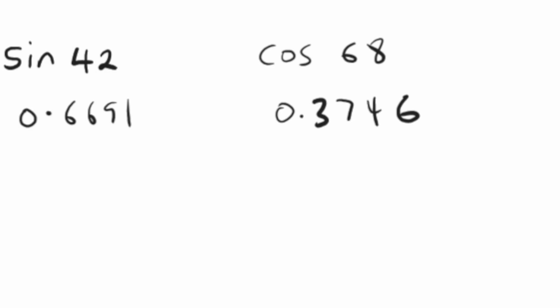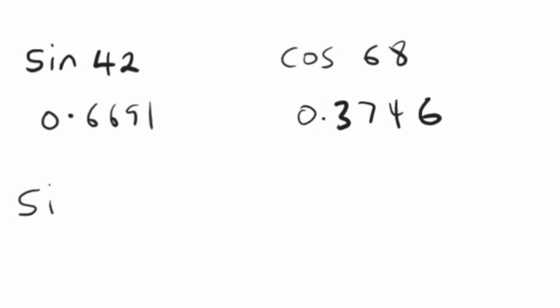But what if you have the sine, and then we don't know the angle? So let's say sine theta is equal to, let's say, 0.4771. How do I find theta?